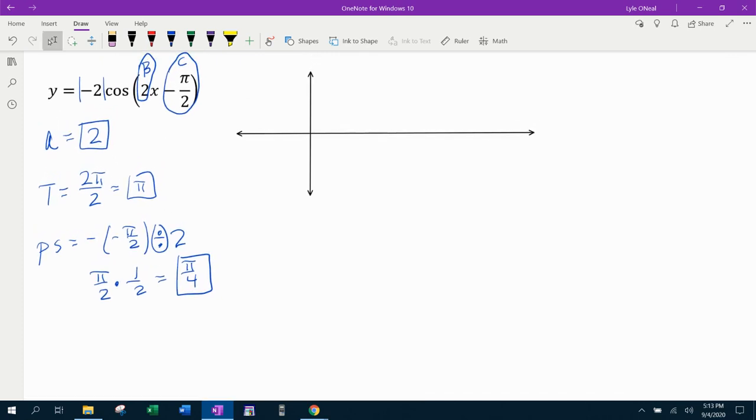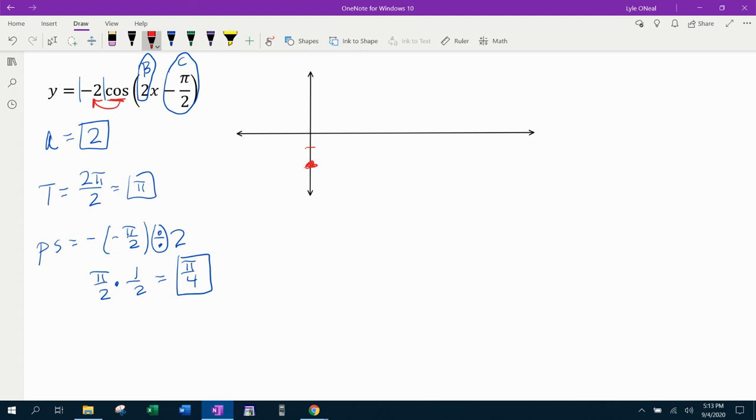Now that I've got the information I need, I'm going to go ahead and do the 6-step graphing technique. First step, starting point. We have a cosine. Cosine starts at the number in front.